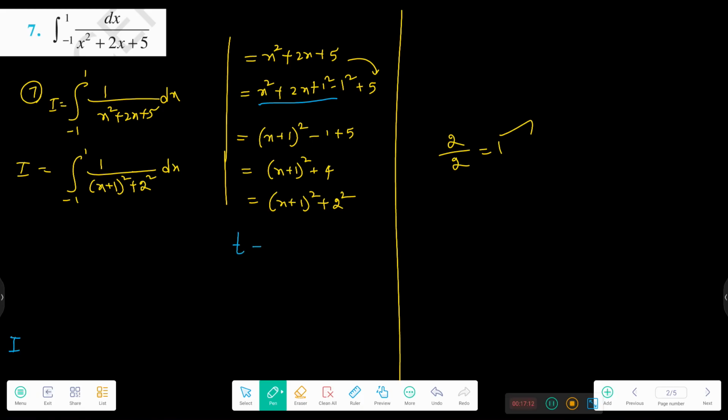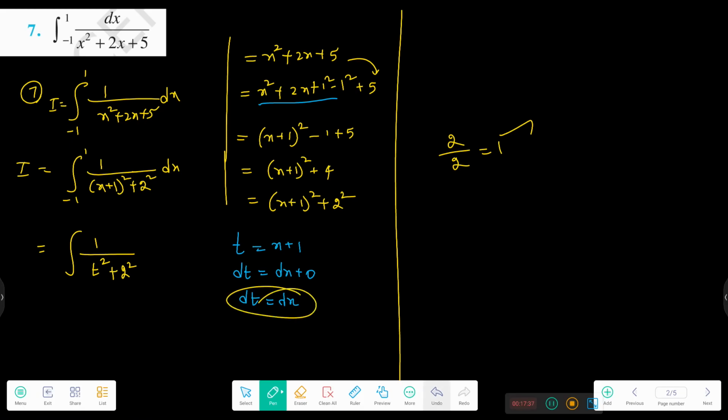So you take t is equal to x plus 1. When I differentiate, dt is equal to the derivative of x, dx. The derivative of x is 1 and the derivative of 1 is 0, so dt equals dx. Fine. So what I am getting is the integral of 1 divided by (t square plus 2 square), and dx is equal to dt, so we have dt.